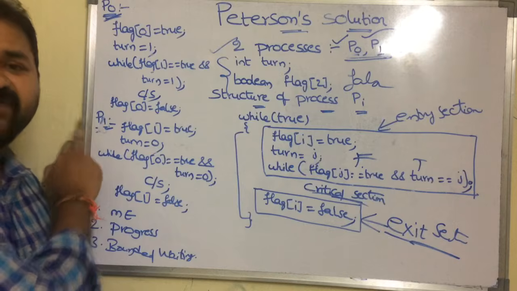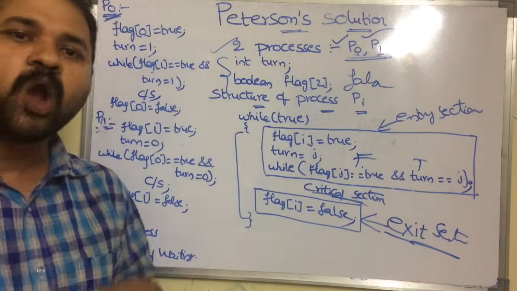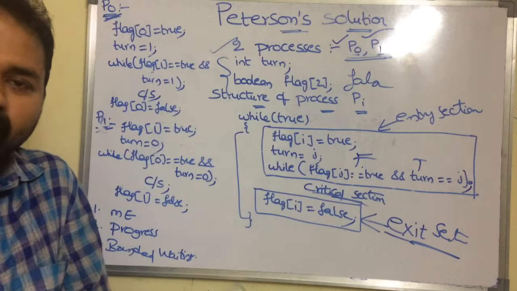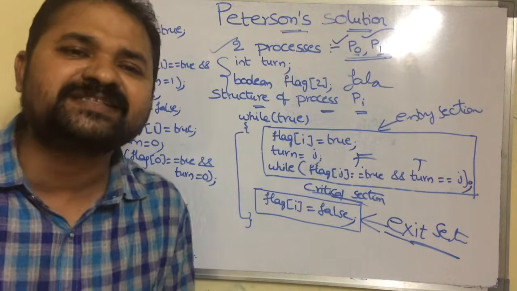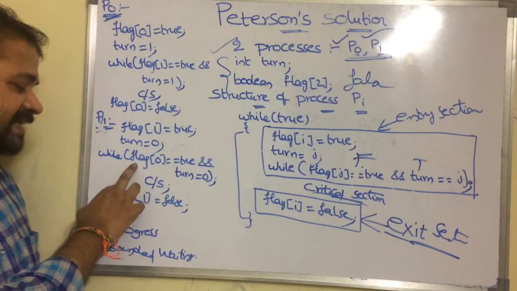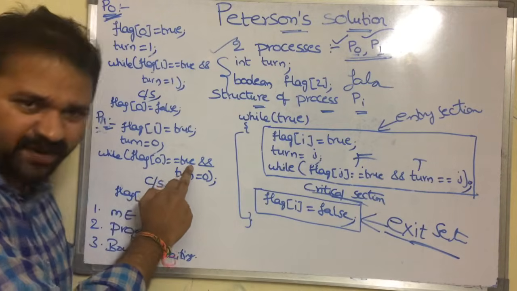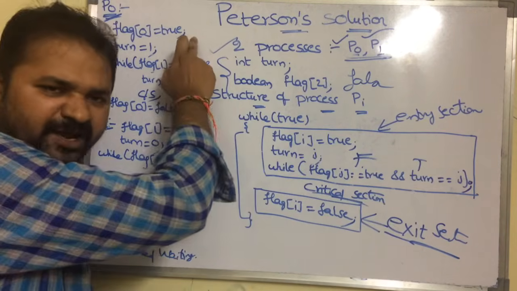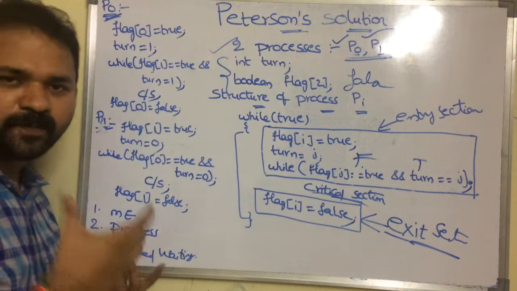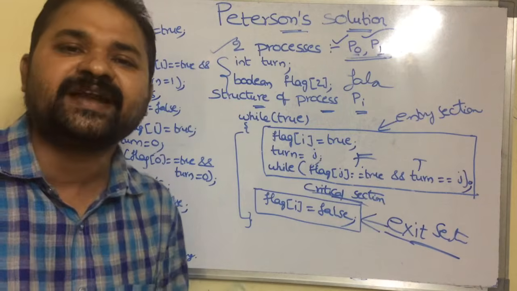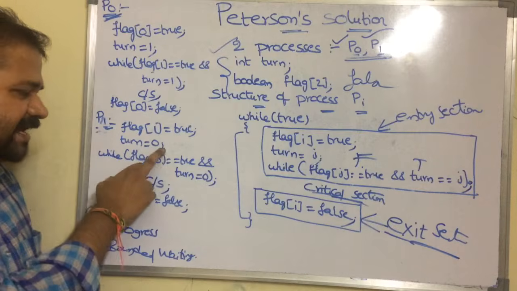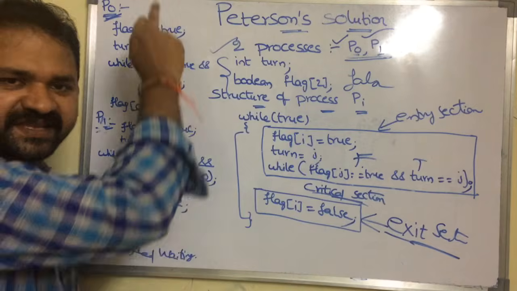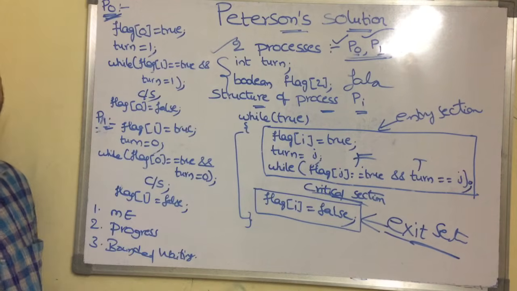Next, P1 will check whether P0 already entered into the critical section or whether P0 is interested to enter into the critical section or not. So that's why it is checking whether flag of 0 is equal to true or not. Suppose flag of 0 is equal to true, then it specifies that P0 may be in the critical section or P0 may be interested to enter into the critical section. Turn is already set as 0. So that P1 process will wait until P0 process comes out from the critical section.